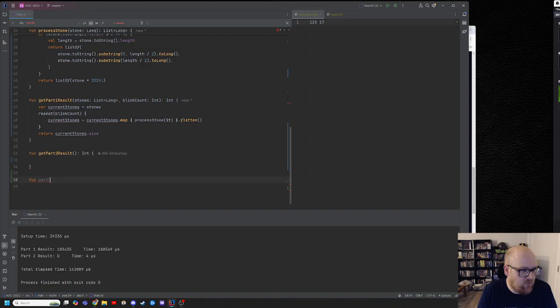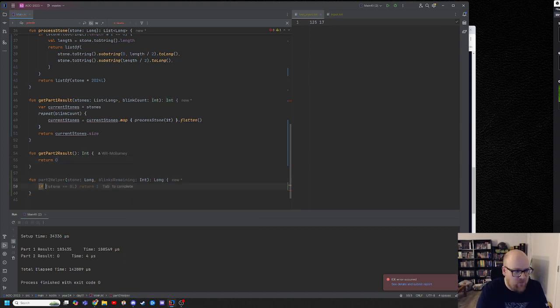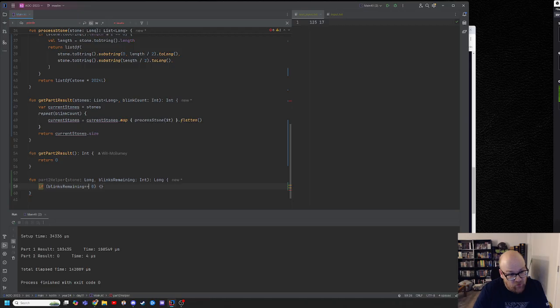Fun part 2 helper, it's list, and this is going to return a long. For now let's do return 0. This helper is going to take in a single stone, a long, and return a count. It's also going to take in blinks remaining, an int. And if blinks remaining equals 0, if we have no blinks remaining, then we return 1 because we have one stone.